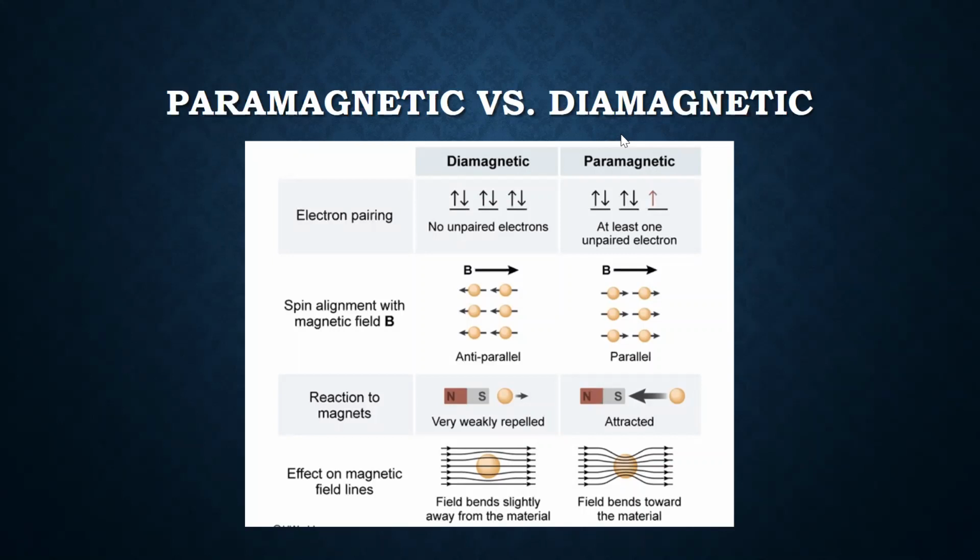Diamagnetic objects are very weakly repelled from magnets, whereas paramagnetic objects are attracted to them, and the field lines bend away from diamagnetic objects, whereas they bend towards paramagnetic objects. We're going to explore the effects of this in this presentation.